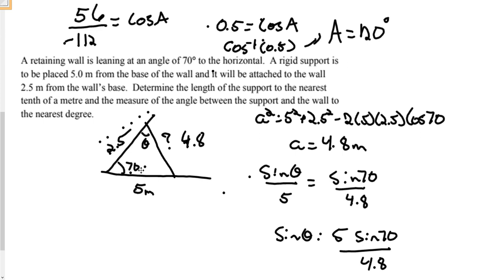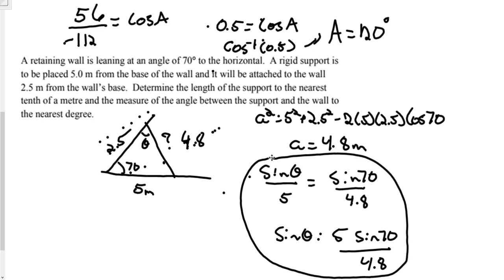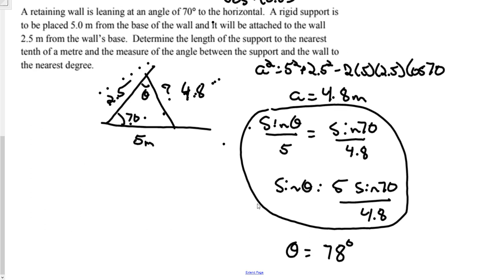All right, so here's the answer for the retaining wall. What I did is I used cosine law first, and I worked out the side of the retaining wall. I then went back and used that information and set up sine law here to find the angle between the retaining wall and the brace, and it gave me an answer of 78 degrees. So hopefully you got that.